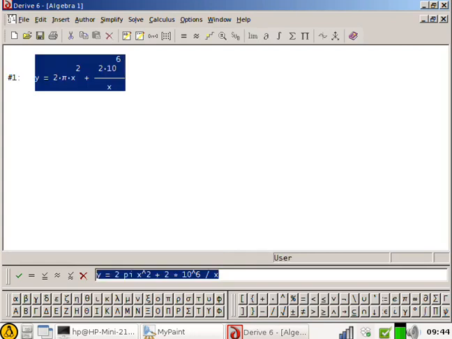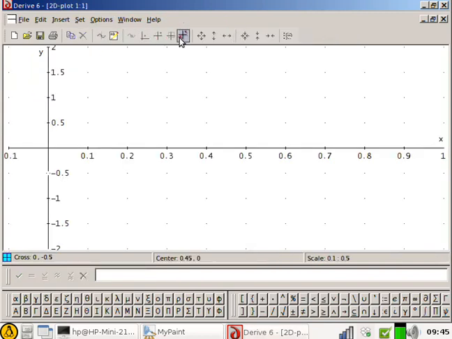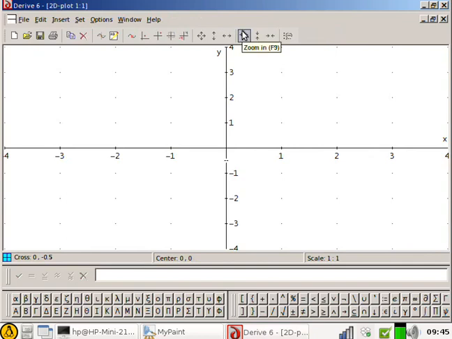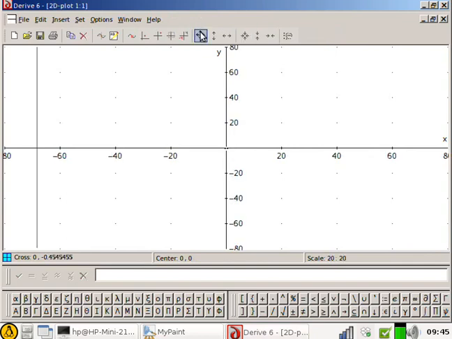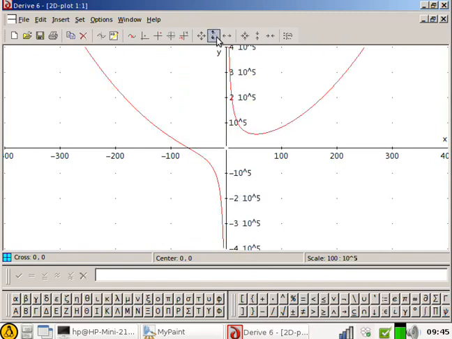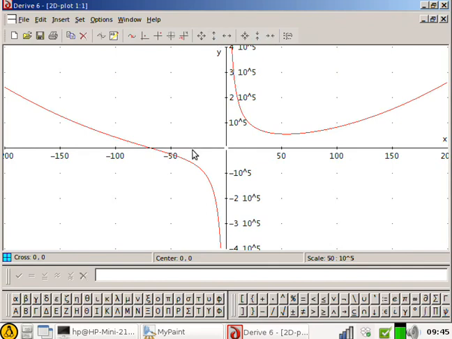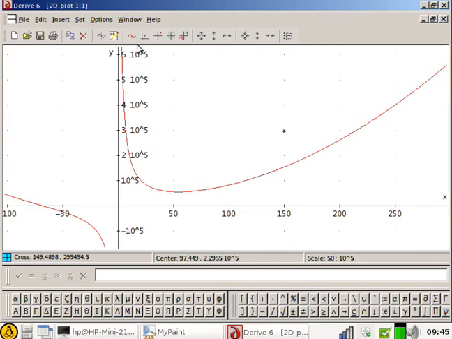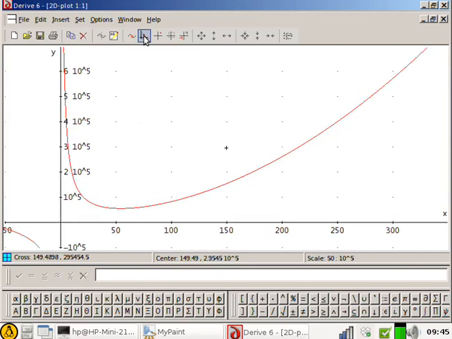So I'm just going to graph this now for you. Now I'll have to zoom out a lot, I'd say, because it goes to thousands. But there we go. Now I don't want to look at the negative because r can't be negative, so here it doesn't make much sense. So let me just do center on cross, which is here.